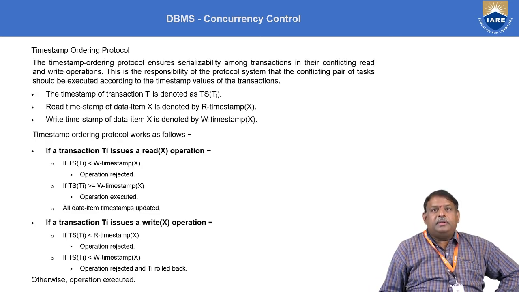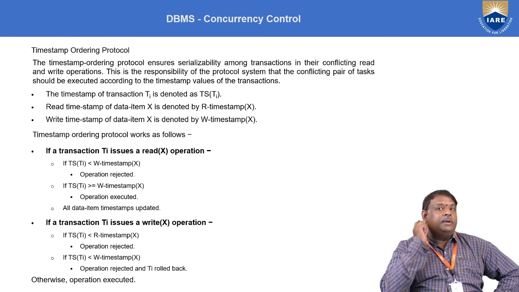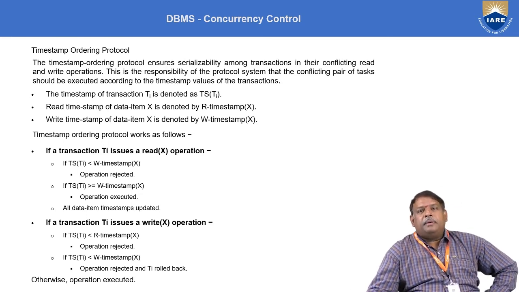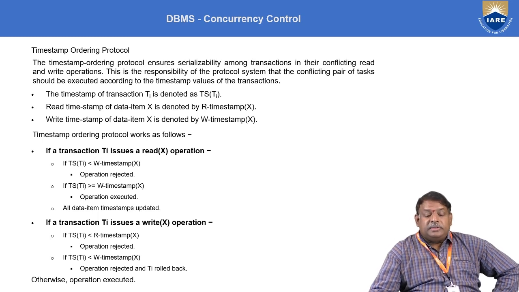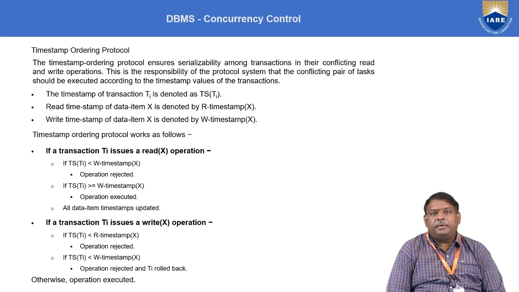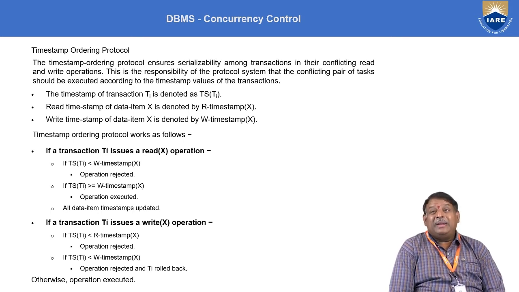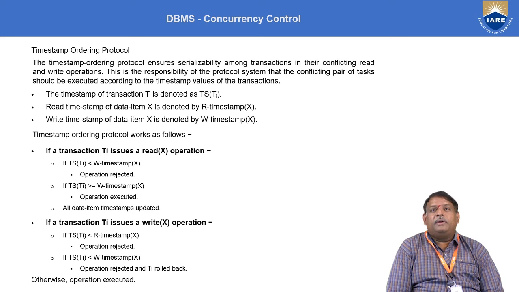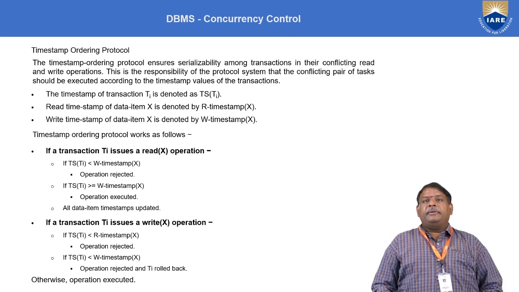Now we'll see the timestamp protocol in detail. The timestamp ordering protocol ensures serializability among the transactions in their conflicting read and write operations. This is the responsibility of the protocol system. The conflicting pair of tasks should be executed according to the timestamp value of the transactions. So everything is based upon the timestamps.